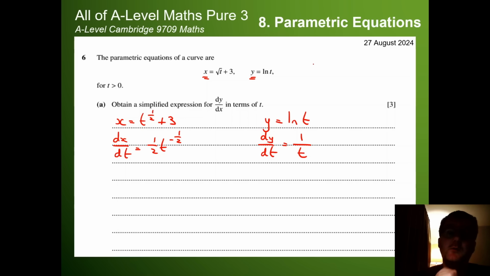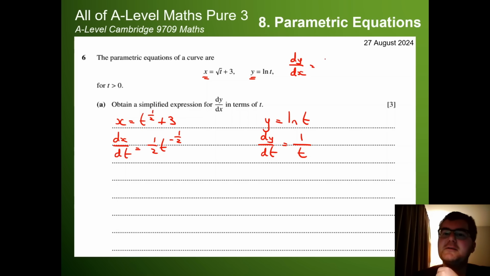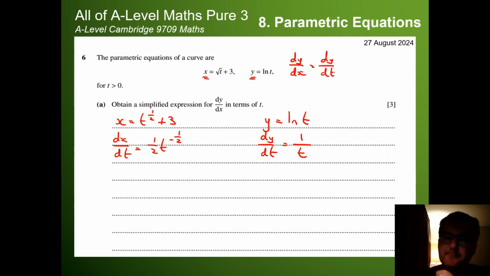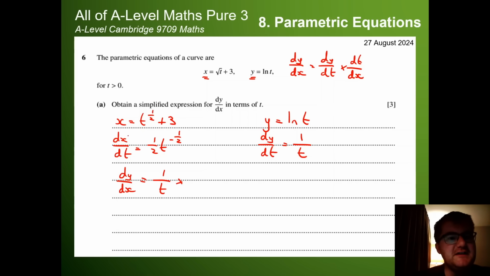Now, the chain rule that we're going to use is the following. If we have dy by dx, this is the same as saying dy by dt times dt by dx. It's kind of unsimplifying it. And notice we could cancel the dt's here to give you dy by dx. So if we use this formula, dy by dx is equal to dy by dt, so 1 over t, times dt by dx. Now if dx by dt is this, then we simply want to flip it.